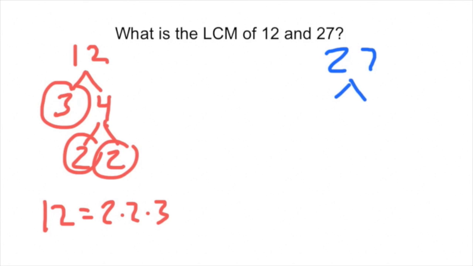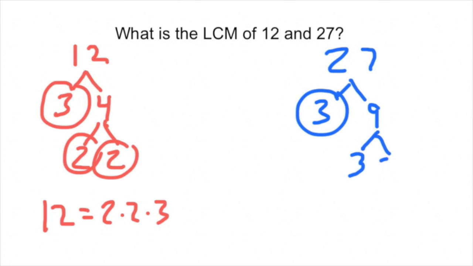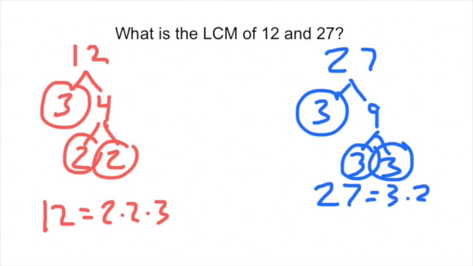27's prime factors are going to be 3 times 9. Circle the 3 because it's prime. 9 is 3 times 3. So the prime factorization for 27 is 3 times 3 times 3.